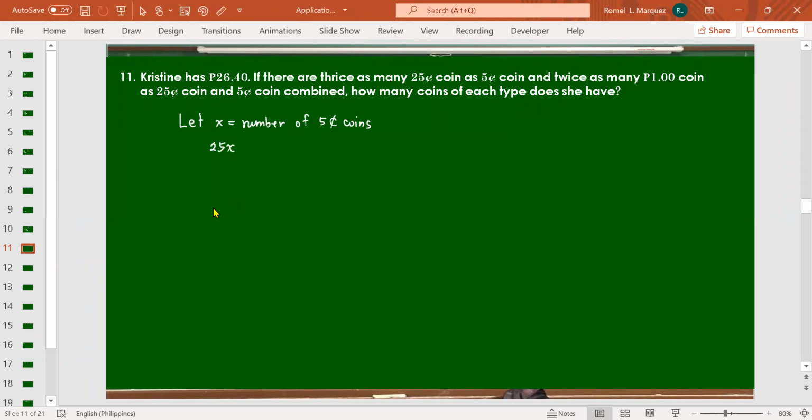25x. Ano pa? Itong 25x, number of what to? 25 centavo coin, no? What about yung 1 peso, ilan?